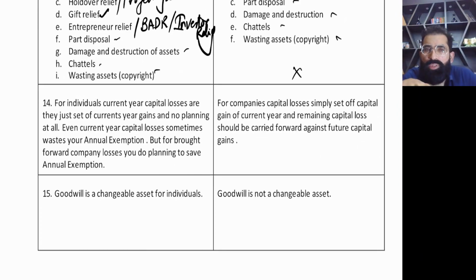Then capital losses for individuals, current year. If you have a current year capital loss and a current year capital gain, they will never ask your permission and they will set off against each other. Current year capital loss will set off against current year capital gains without your permission, and sometimes you even have to sacrifice your annual exemption. But if you have any brought forward capital losses, then you can do planning. You can plan in such a way that you do not waste the annual exemption.